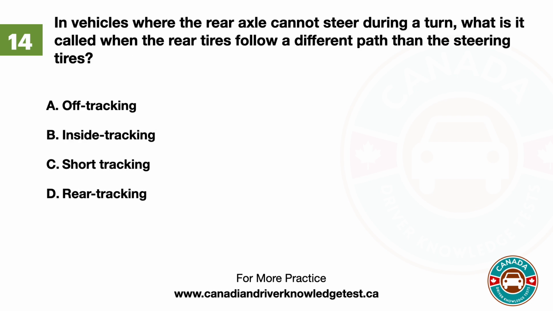Question 14. In vehicles where the rear axle cannot steer during a turn, what is it called when the rear tires follow a different path than the steering tires? A. Off tracking. B. Inside tracking. C. Short tracking. D. Rear tracking. The answer is A.